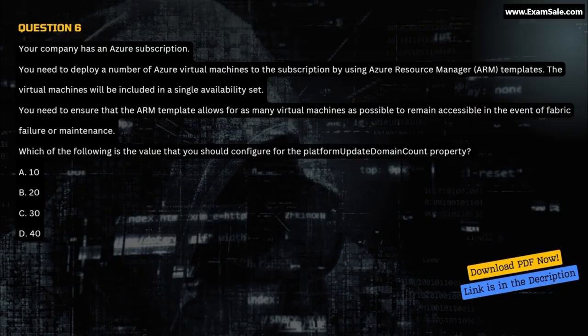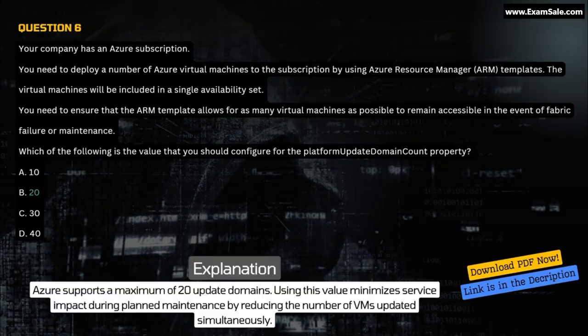Correct answer B. 20. Explanation. Azure supports a maximum of 20 update domains. Using this value minimizes service impact during planned maintenance by reducing the number of VMs updated simultaneously.